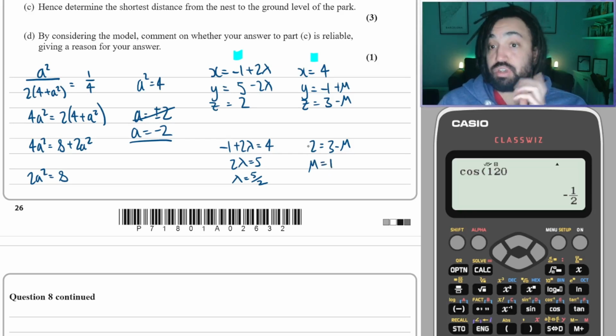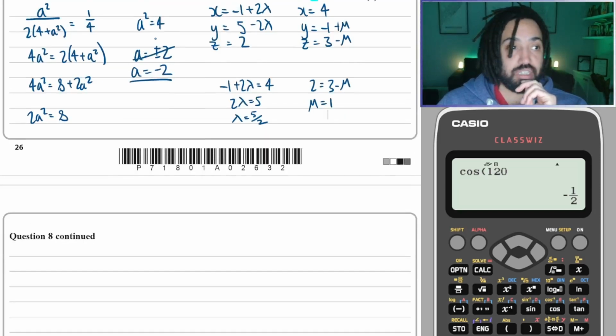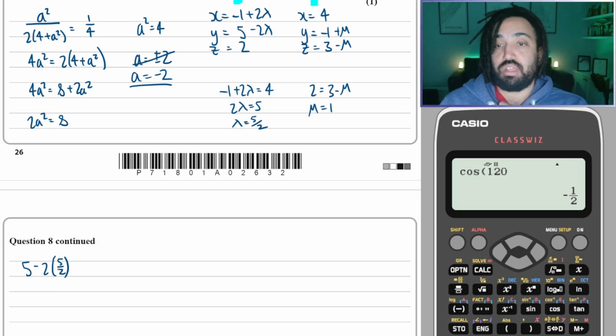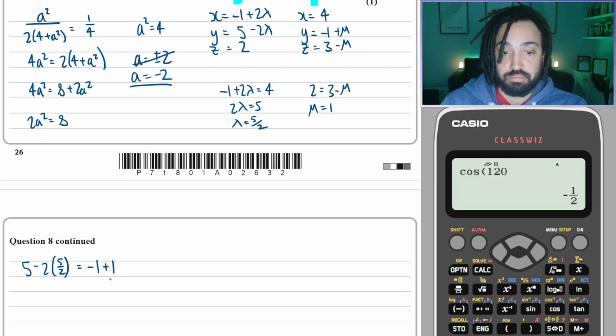Okay, great, so I've used two equations now. I've got to verify that this works for the third equation, which happens to be the middle one. Okay, so let's do that over here. So the middle equation gives me 5 minus 2 lots of 5 over 2. And is this going to equal the other side, which is minus 1 plus mu, which is 1? Well, this side is 0 and this side is 0, so yes, it does work. And that means that the lines intersect.